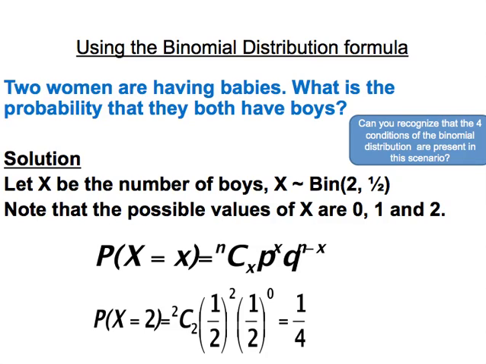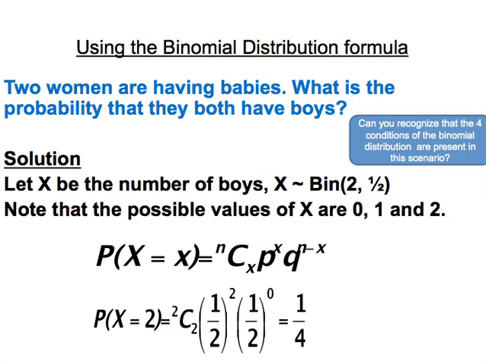The other condition is that there must be two possible outcomes, one of which is considered success and the other failure. So in this case, success is having a boy, failure will be having a girl. The probability of success must be constant from trial to trial. That's the other condition. And the probability of having a boy is a half, right? And for the next child, the probability of having a boy is still a half. Okay, so that's constant. And the other one is that the outcomes are independent. So the first woman having a boy will not have anything to do with the second woman having a boy.